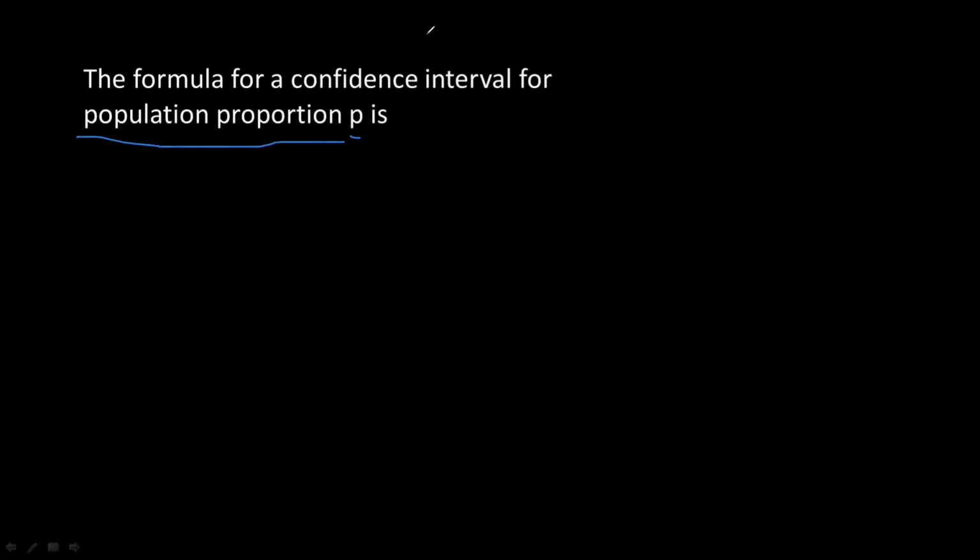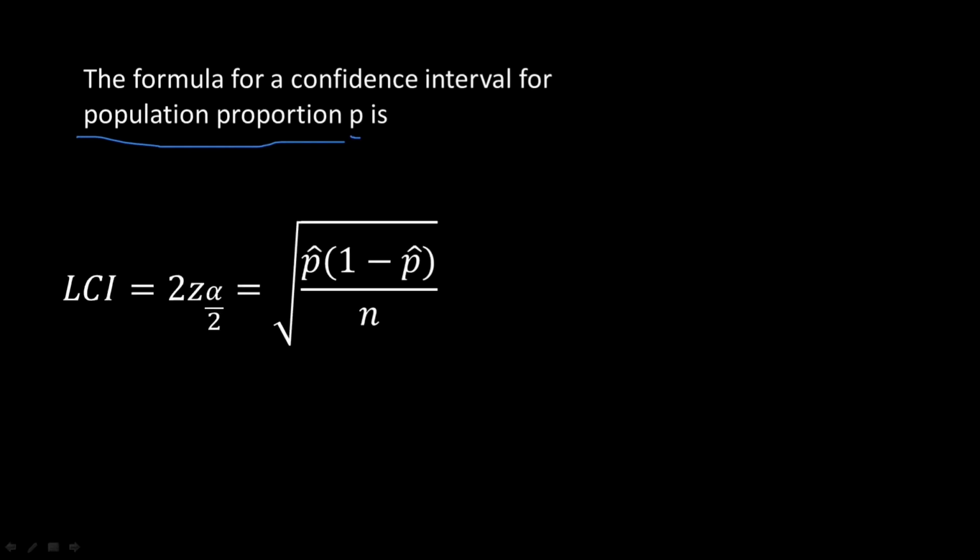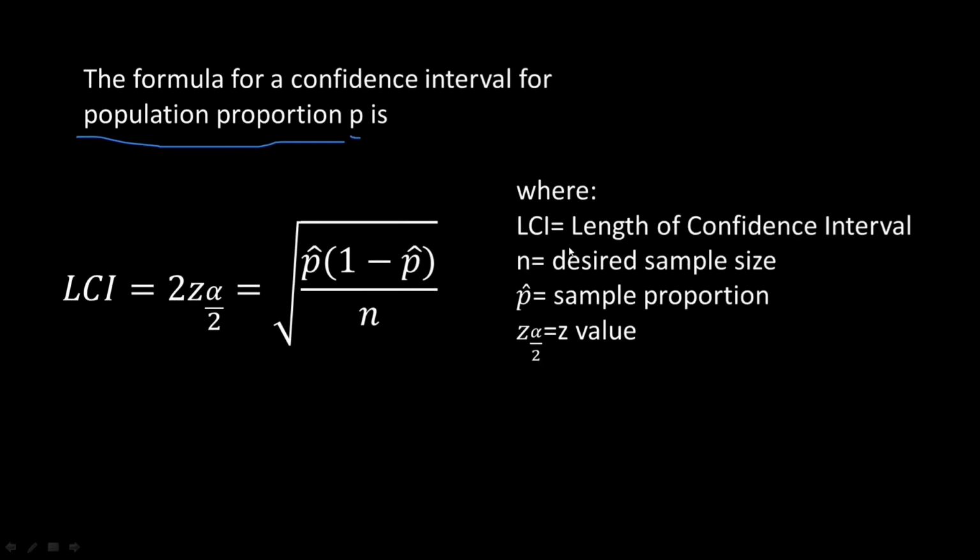So, paano ba natin kukunin yung confidence interval niya? So, this is the formula. LCI is equal to 2 times the z value of the alpha over 2 times the square root of P, which is the proportion, times the quantity of 1 minus P, over N. So, where LCI is the length of confidence interval, N is the desired sample size, P is the proportion or the sample proportion, and Z of alpha over 2 is the Z value.